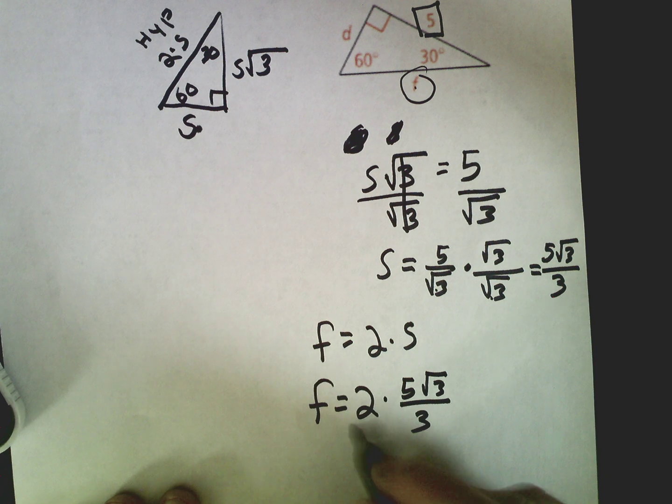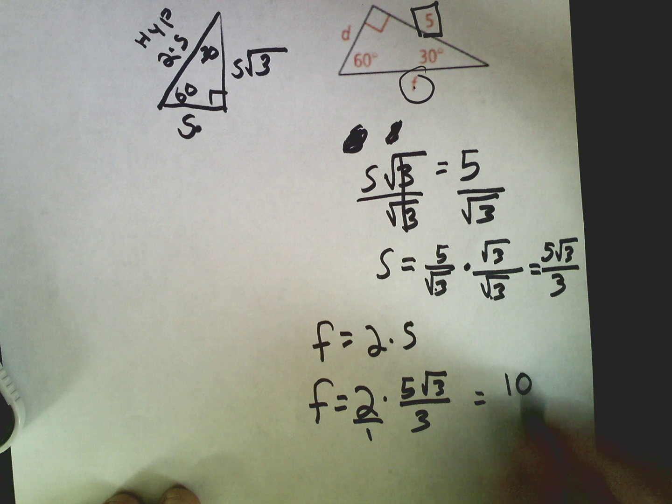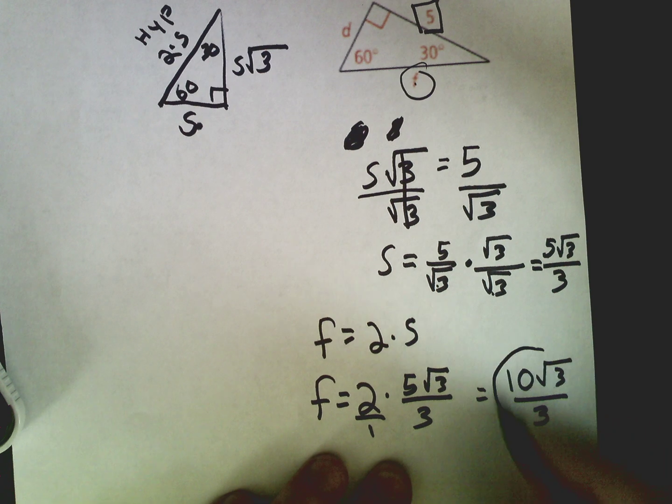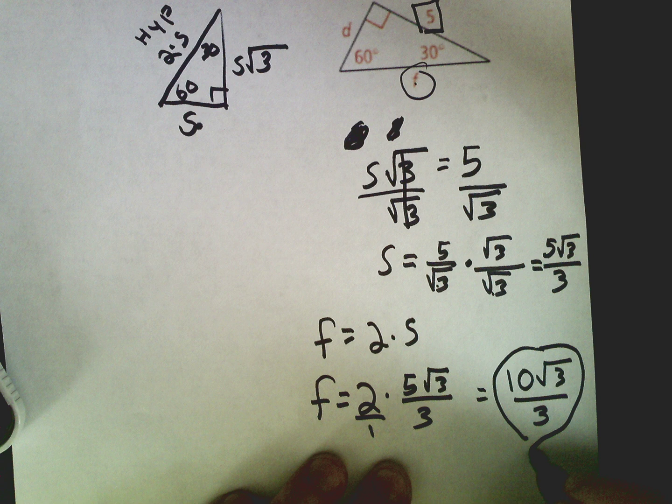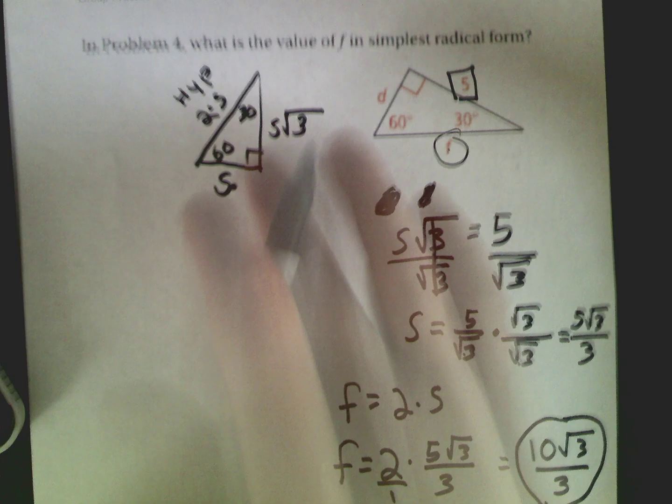Now, 2 is the same as 2 over 1. 2 times 5 is 10. Keep the square root of 3. 1 times 3 is just 3. So our final answer for this problem is 10 square root of 3 over 3. If you remember this rule, it's not that bad.